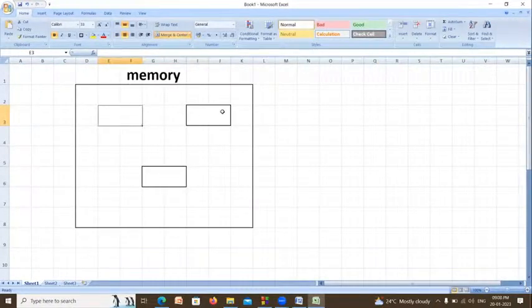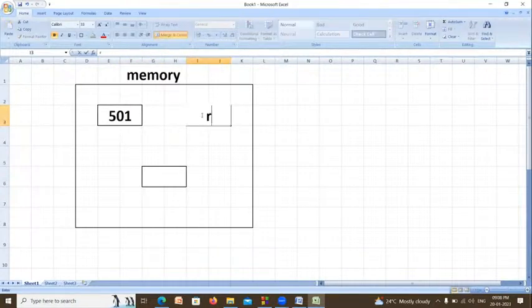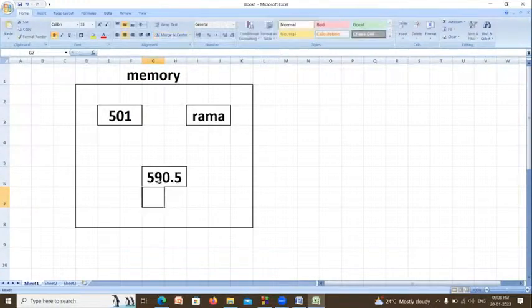So it can store only one value. I created three containers, which means I am going to store three values. Now every variable must be identified by a specific name. Suppose I want to store roll number here, student name here, and average marks here. So each should be named with a certain name.